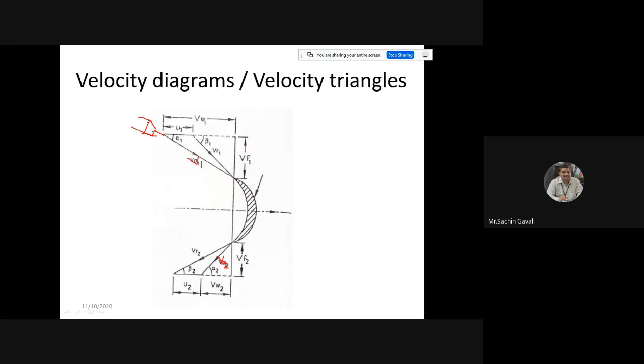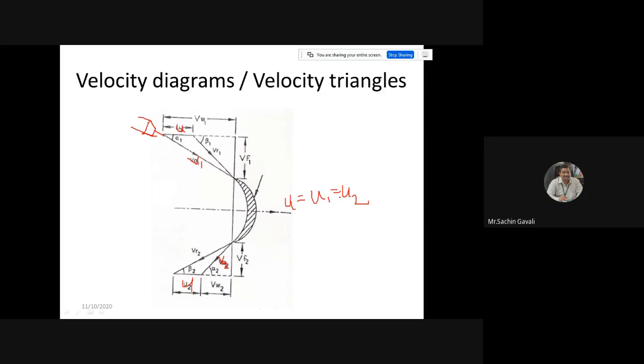Okay, from the nozzle, this v1 velocity is coming at the tip of that particular blade. The blade is moving with velocity u. You can consider u1 and u2, here it will be u. Both are the same, u1 and u2.